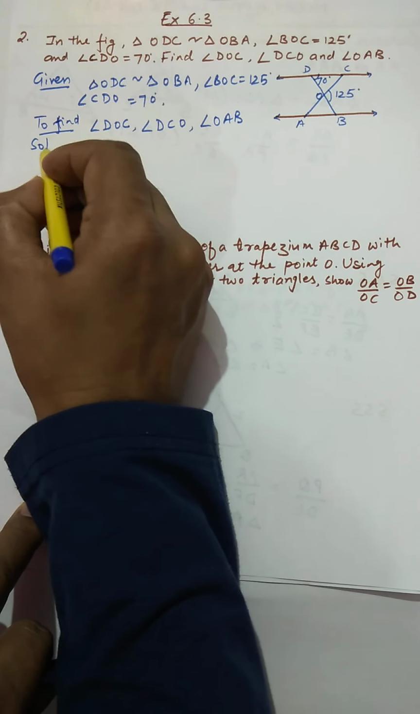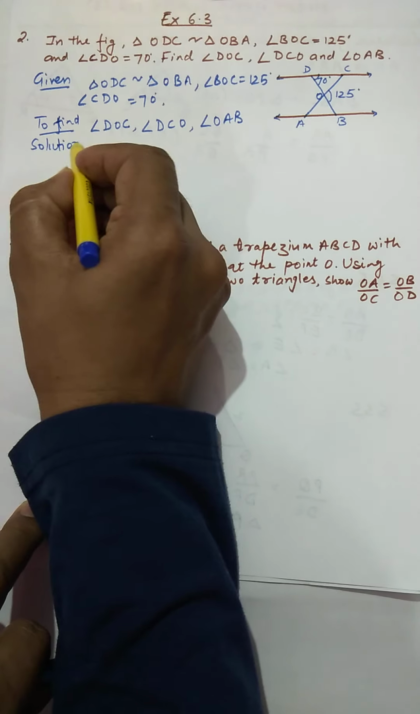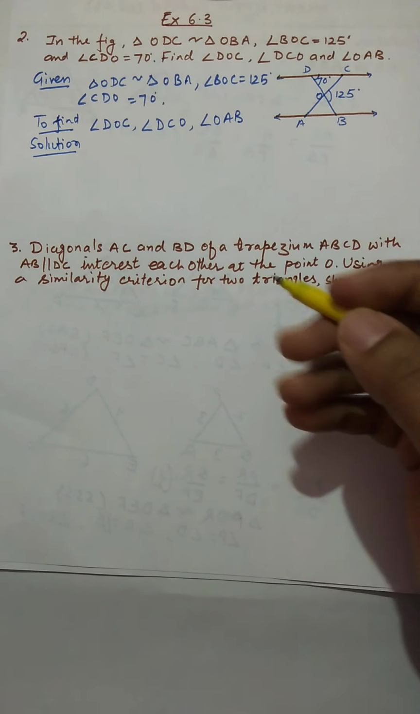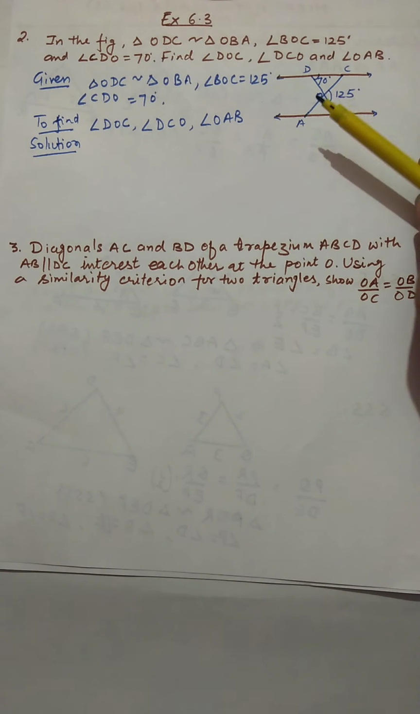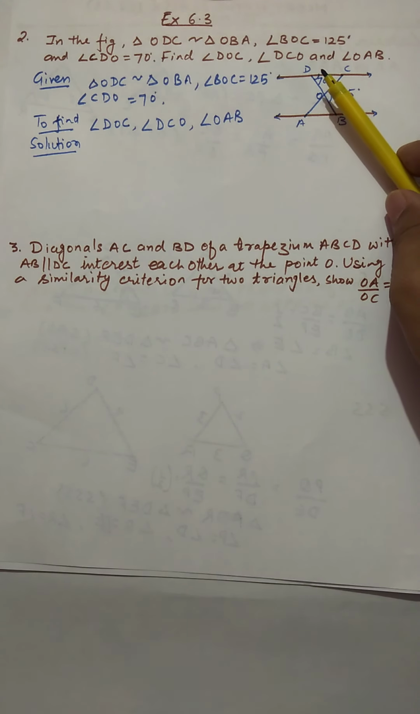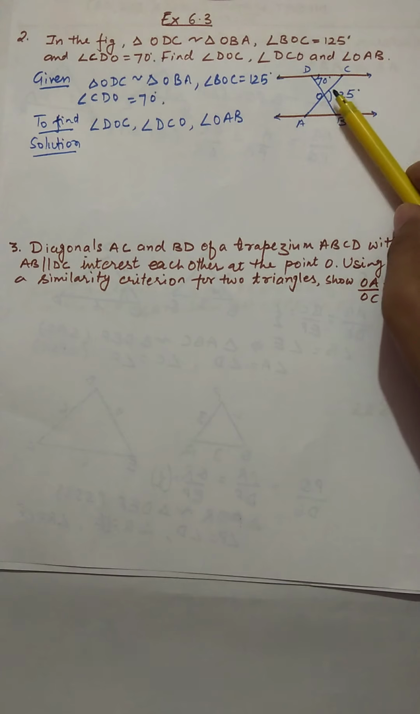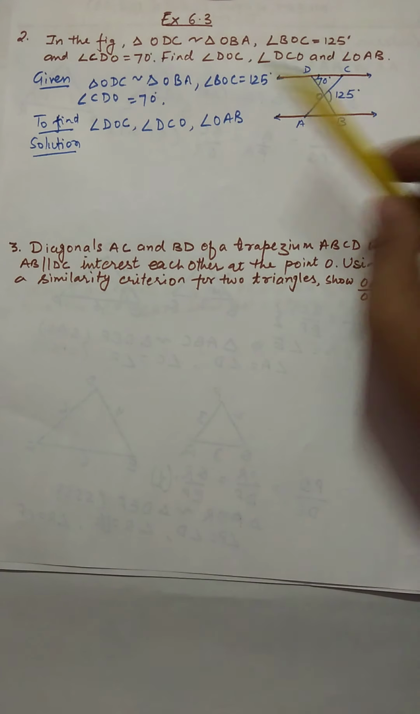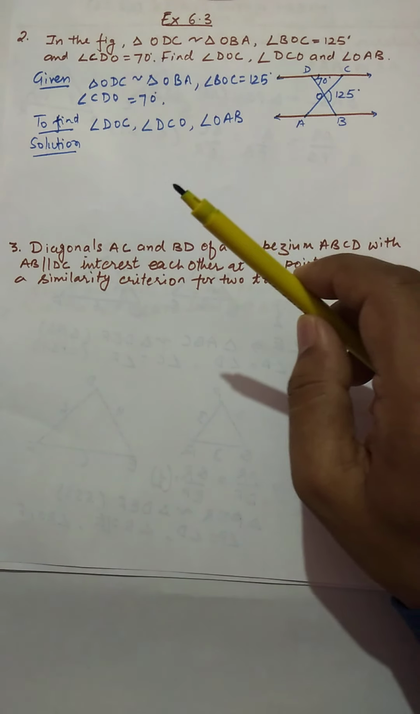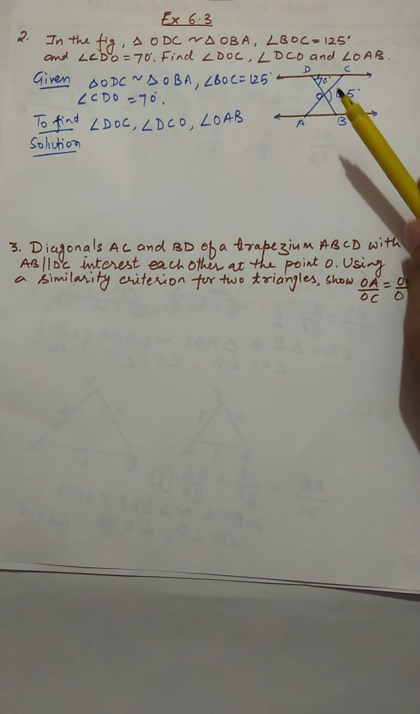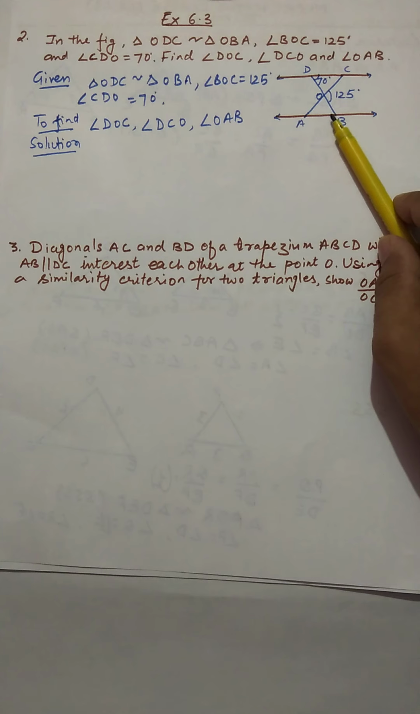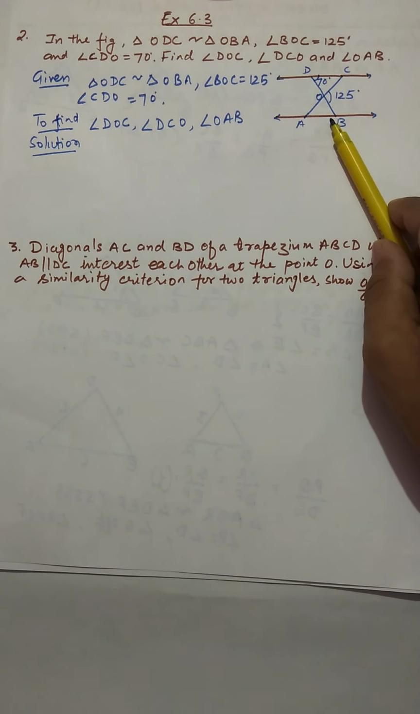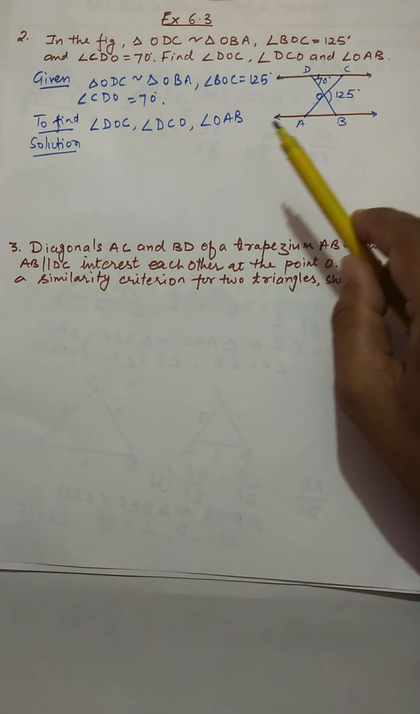So we write the solution. First you get the idea how you can solve this problem. See, these two triangles, ODC and OBA, are given similar. So what's the use of this? The use of this is that we can see this angle 70 degree, angle D, will be equal to angle B. So B we are going to get.